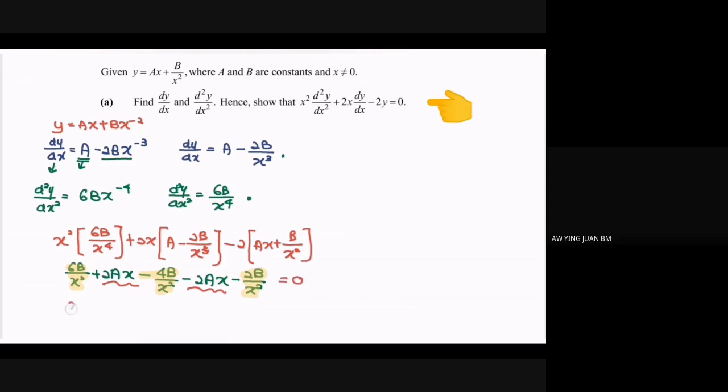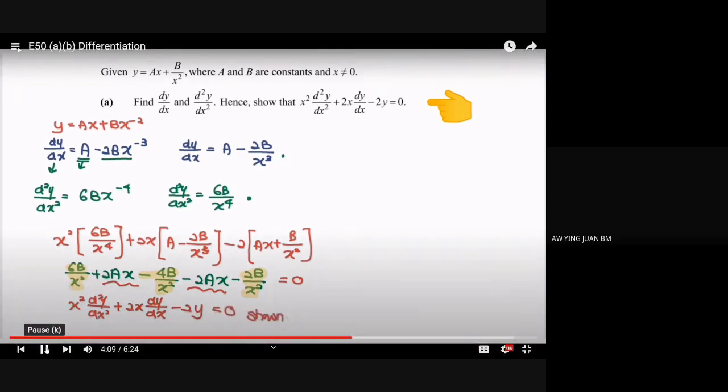So we can say that x squared multiplied with the second derivative plus 2x multiplied with the first derivative minus 2y is equals to 0. Okay, so harap you belajar sesuatu ya, cara nak show. Okay, so rujuk semula example yang sebelum ini, ada proof, ada show. So tengok semula apa strategi yang saya guna untuk menjawab soalan macam ni.